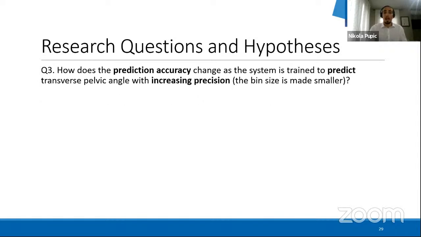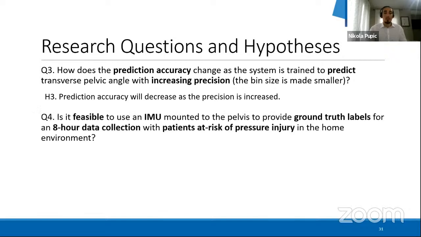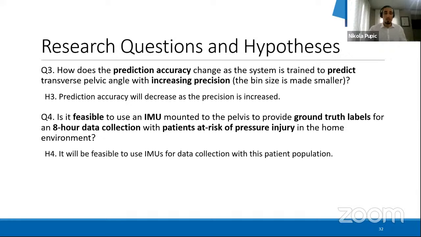Thirdly, I want to look at how the prediction accuracy will change as the system is trained to predict the transverse pelvic angle with increasing precision, so as the bin sizes are made smaller. And here I expect the prediction accuracy will decrease as precision is increased. And lastly, I wanted to look at the feasibility of using an IMU mounted to the pelvis to provide ground truth labels for an 8-hour data collection session with patients at risk of pressure injuries in their home environments. And I also expect this to be feasible.